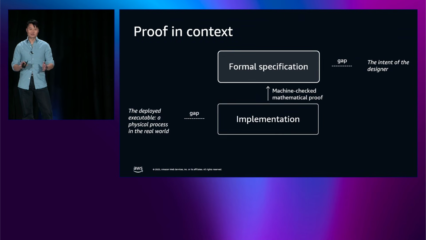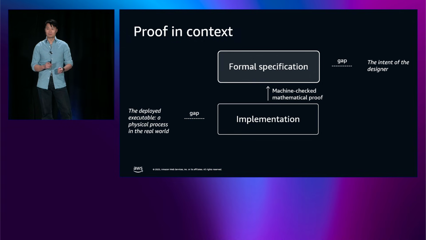Automated reasoning is a powerful technique, and it's important these gaps are acknowledged so that we can deal with them in other ways. And we do. But for now, let's get back to talking about specifications and proofs.